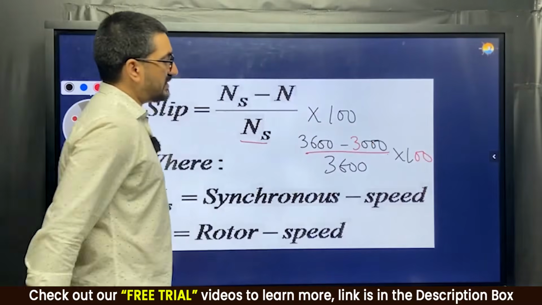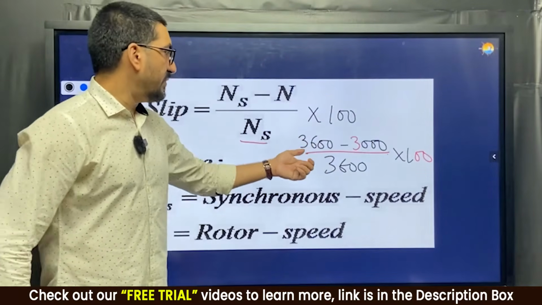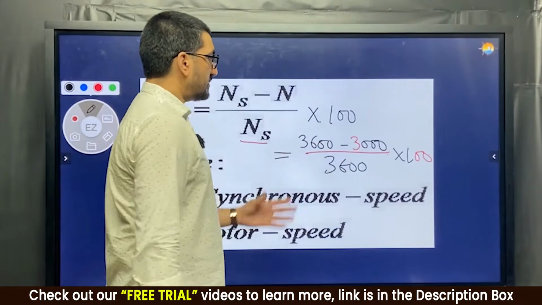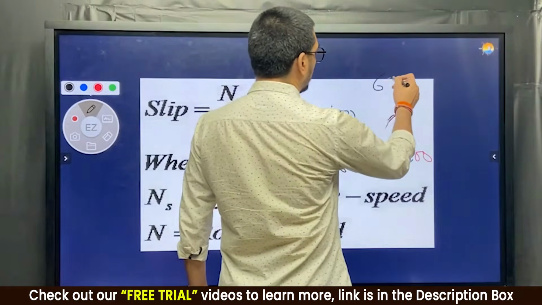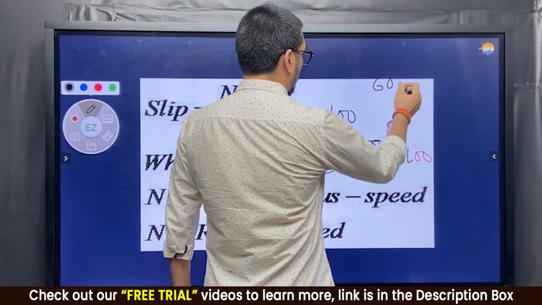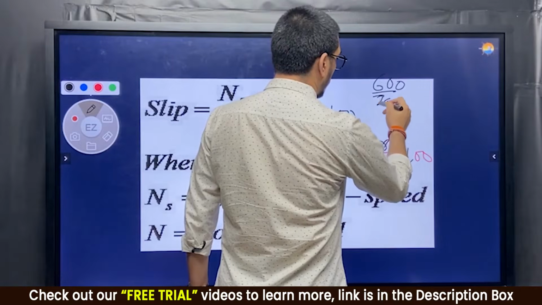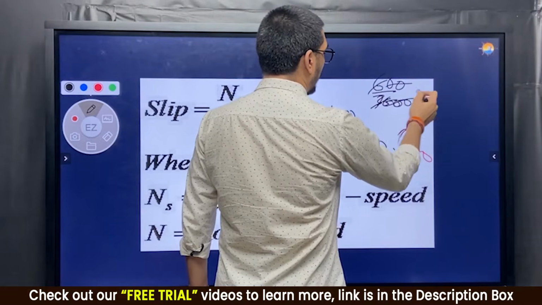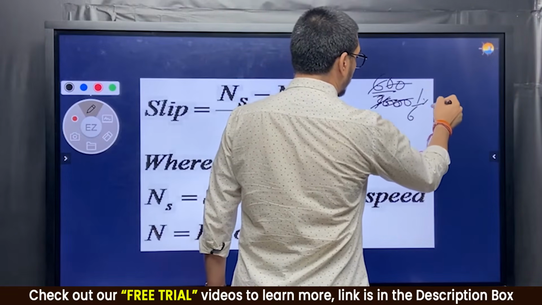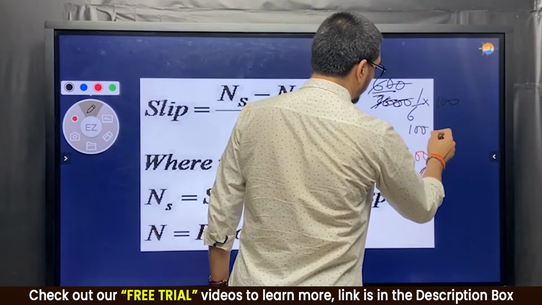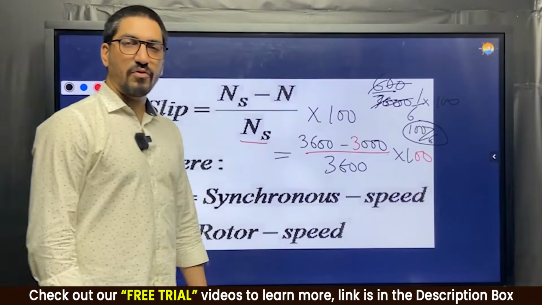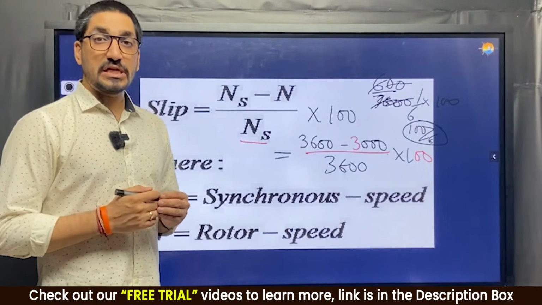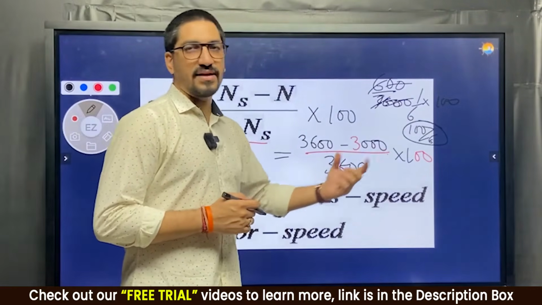If your present speed is 3000 only, but it should have been 3600, but because of slip it is like this. What is the value? You can just do the math. 600 divided by 3600 into 100, so 1 by 6, so it's 100 by 6. Just calculate, find it out yourself. That will be the percentage slip, and by the way, that is too high a slip.